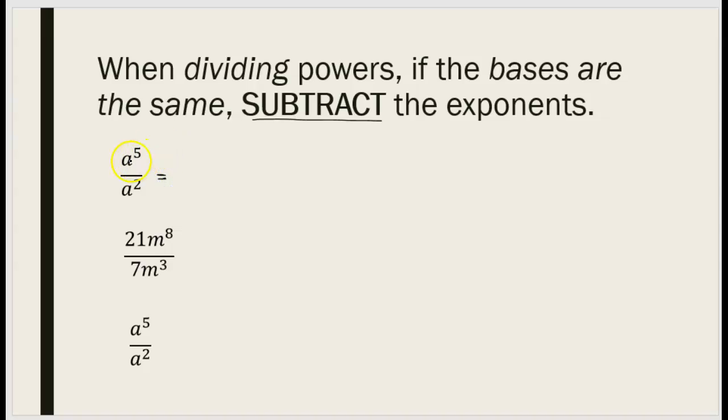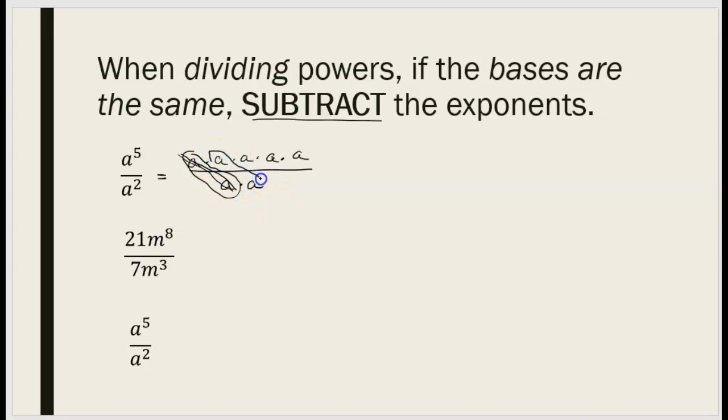Okay, a to the fifth power. At this point, you guys should be pretty familiar with the idea that this is 5 a's being multiplied together. And on the bottom, I have 2 a's that are being multiplied together, right? Well, when you take a divided by a, anything divided by itself is 1, right? So these guys simplify themselves out of there, okay?